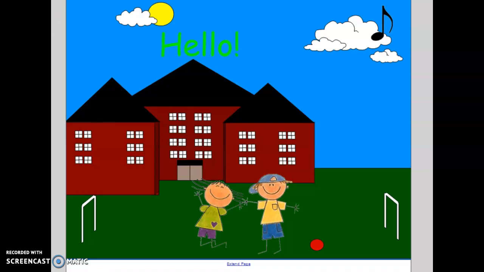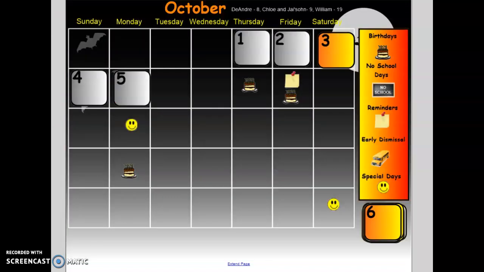Let's get started with calendar. Me first. The month is October. Good job. I see that today is October 5th. It is the 5th day of October. I see that we have DeAndre's birthday coming up this week, and we also have Chloe and Jason's birthday coming up this week.